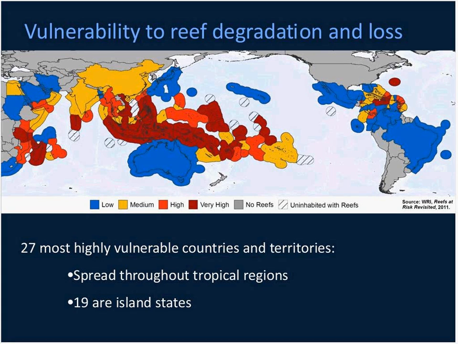So if we combine this, so it's reef dependence with the threat, and we pick the 27 most vulnerable countries and territories, you can see this map there. It's spread right across the tropics, but 19 of these 27 are these small island states. So the vulnerability is combining this dependence with this lack of alternative options.